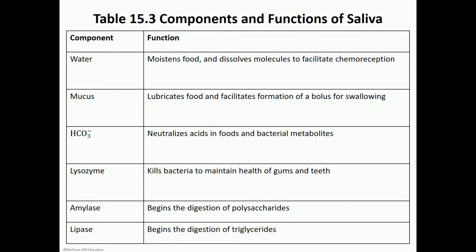Saliva has 2 digestive enzymes. Those are salivary amylase, that starts the digestion of polysaccharides, and salivary lipase, that starts the digestion of triglycerides. And the reason I specify that they are salivary, whether amylase or lipase, is because we have other amylases and lipases in other parts of the digestive system, and to specify that these are the ones that are found within the oral cavity, we name them salivary amylase or salivary lipase.